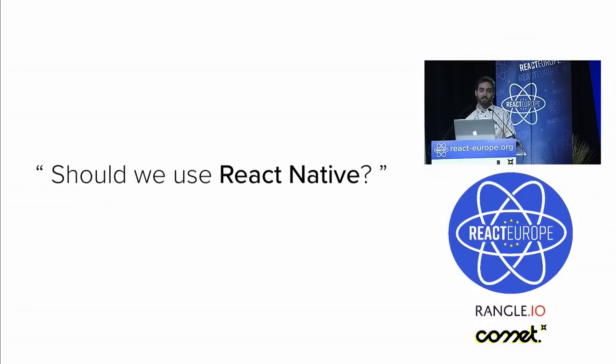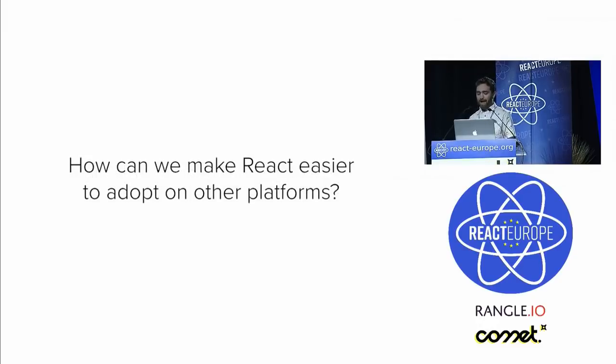can mean a completely different tech stack, ramp up time for your team. If you're writing an existing app and integrating React Native, it can mean you have both native and React Native code now to maintain. It can mean hiring different kinds of engineers, and it can mean some platform lock-in. So if you switch to it, it can be hard to switch off. Now that's not to say you shouldn't do it, of course, but it is a big question to think about. So how can we make React easier to adopt on other platforms?